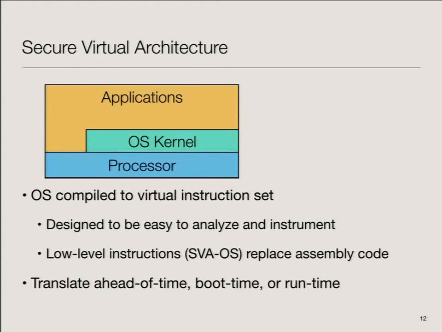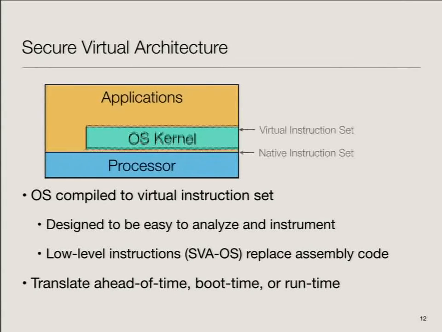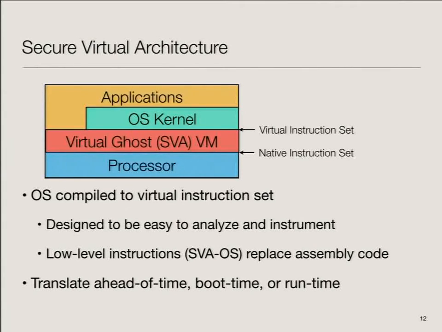In the secure virtual architecture, instead of compiling the operating system kernel down to native code, and instead of having inline assembly code written into the operating system kernel, what we're going to do is compile the operating system kernel to a virtual instruction set. And we're going to design this virtual instruction set to be easy to analyze and instrument. Now, handwritten assembly code is not easy to analyze and instrument. So we're going to port the operating system kernel to our virtual instruction set.